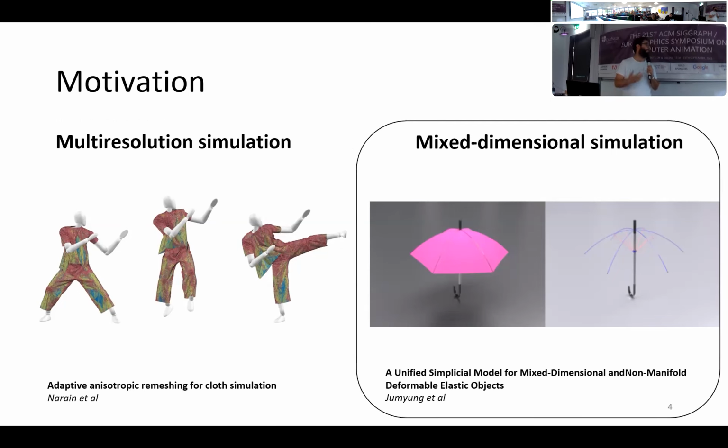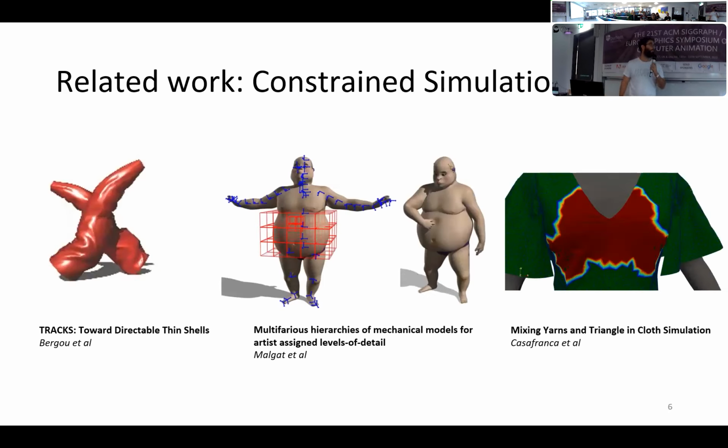Also, if you want to simulate an umbrella, you just can't use a single type of element like a cloth, mainly because the umbrella is made of some parts that are 2D, some parts that are 1D. So you need different kinds of elements. So what we are going to do is use some kind of constraint simulation, where we mix two non-conforming meshes to represent those discretizations. Of course, we are not the first ones to do this.